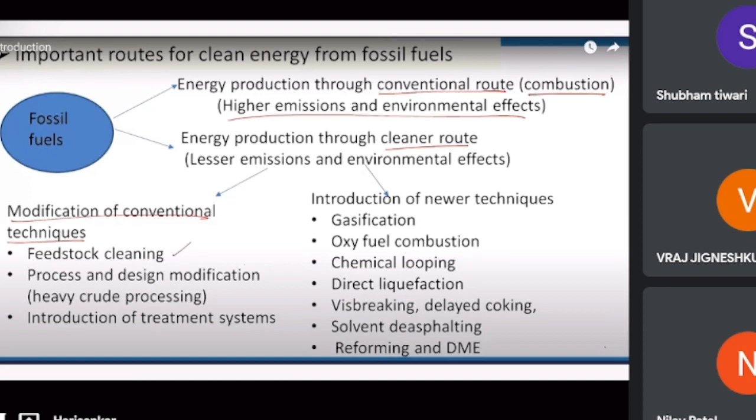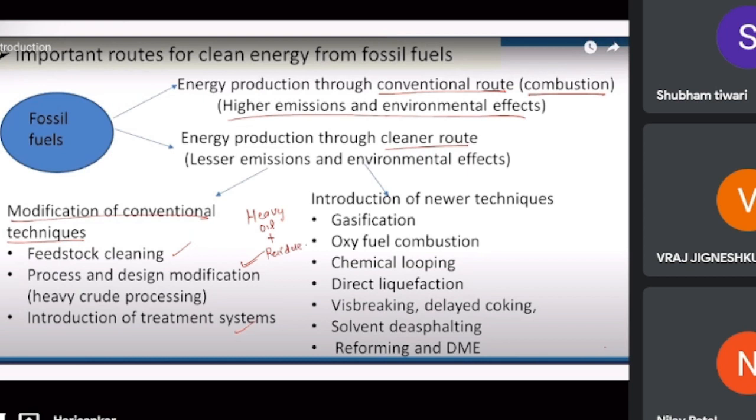Then process design and modification. For example, whatever emissions you are emitting, you can collect it and process it before emitting it to the environment. That actually comes with the treatment systems. And in process design and modification, there's also heavy crude processing. So for example, I don't know if you have an idea of the refinery process. In refineries, once you distill the crude oil, you usually get a fraction called heavy fraction, which usually consists of heavy oil and residue.